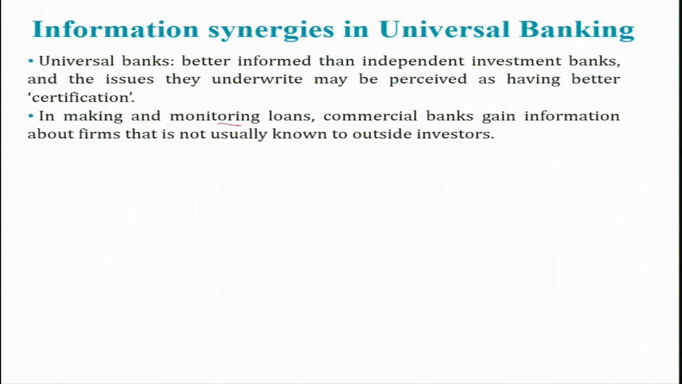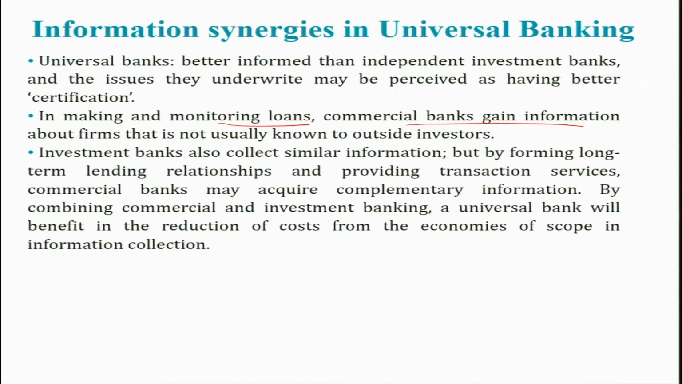In making and monitoring loans, for example, commercial banks gain information about firms that is not usually known to outside investors. That is one. Investment banks also collect similar information, but by forming long-term lending relationships and providing transaction services, commercial banks may acquire complementary information as well. By combining commercial and investment banking, a universal bank will benefit from a reduction of cost from the economies of scope in information collection.